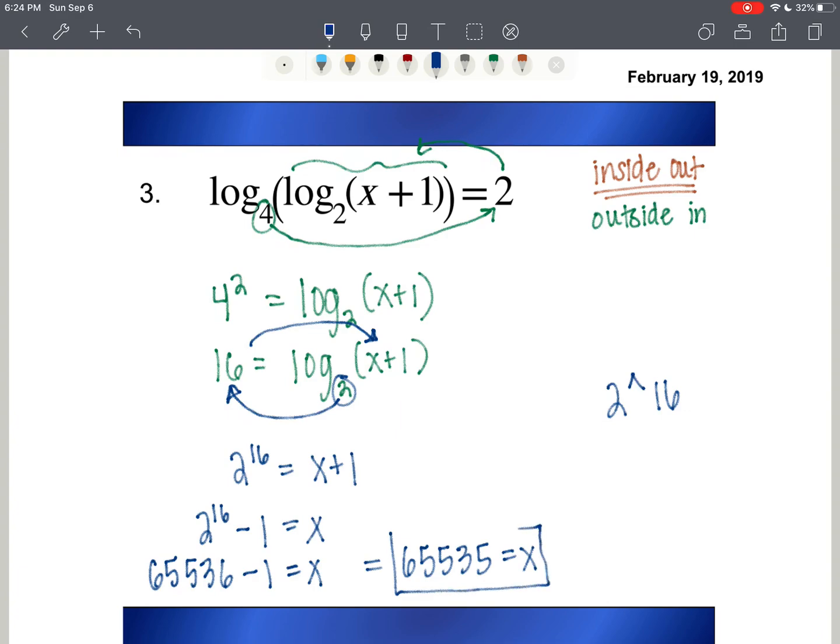Now I'm going to check to make sure that it doesn't cause a problem. When I put that back in, I get a positive argument. And 2 raised to any power is going to be positive. That's going to give me that bigger number of 65,536. So yeah, that's going to work. So check, check, check, check. It works.